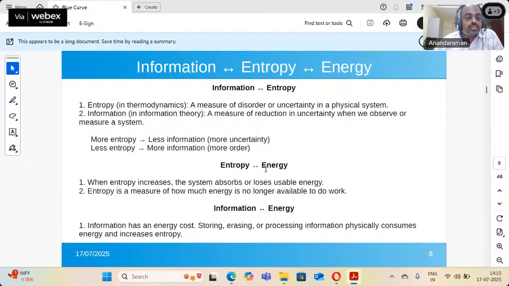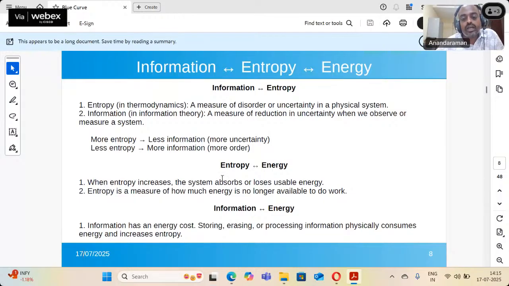So entropy is the disorderliness or uncertainty in a physical system. If entropy is more, then disorderliness is more. Information is a measure of reduction in uncertainty when we observe or measure a system. So more entropy means less information we have, and less entropy means we have more information.